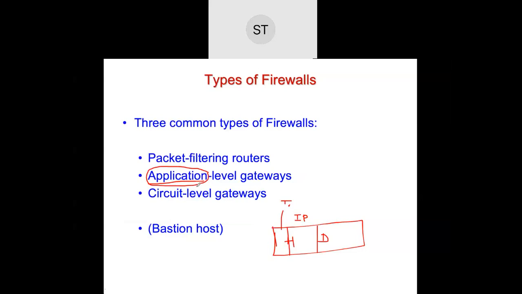Third is the circuit level gateway. This is based on the connection, that from inside only these machines are allowed to connect outside. That is very much possible. Nowadays circuit level is not in place. Most of the firewalls are of the first two types: one is packet and second is application. Last is the bastion host. It is not a type of firewall. It is one of the configurations that we'll see later, a component in the firewall which can give different configurations.